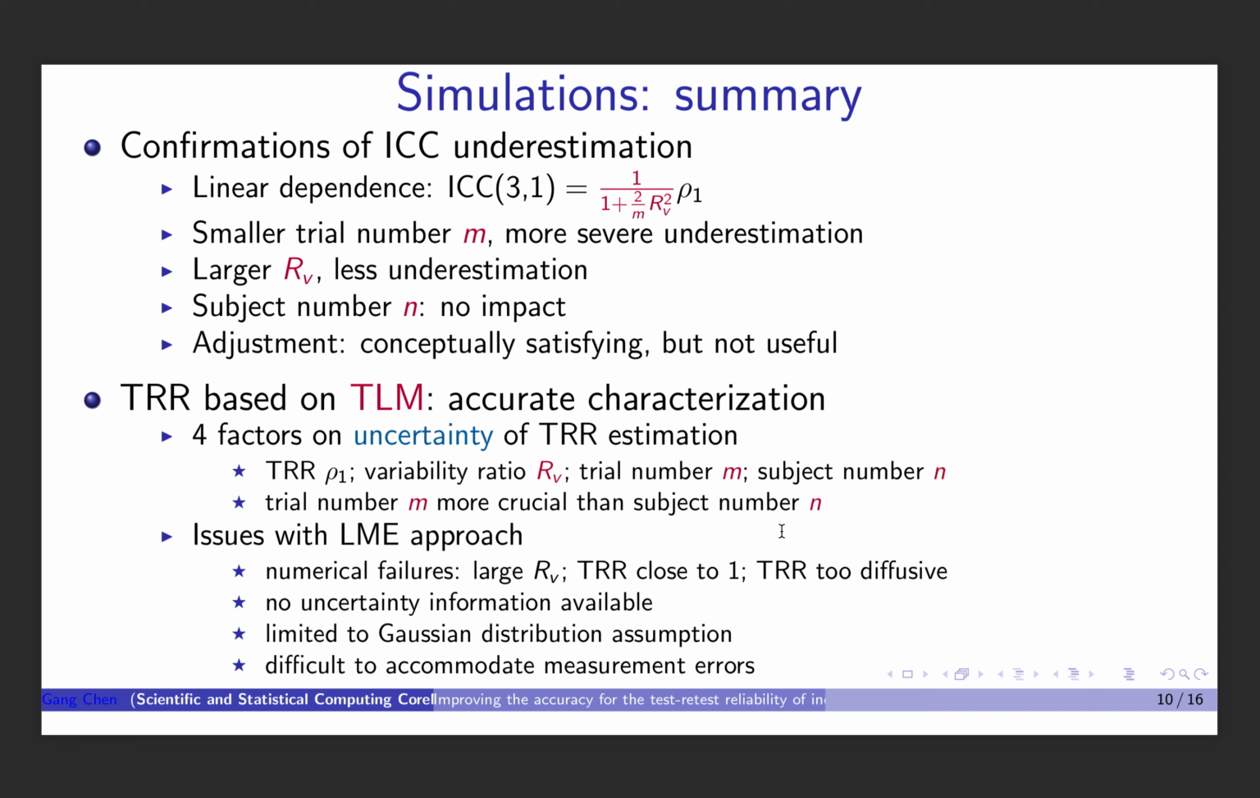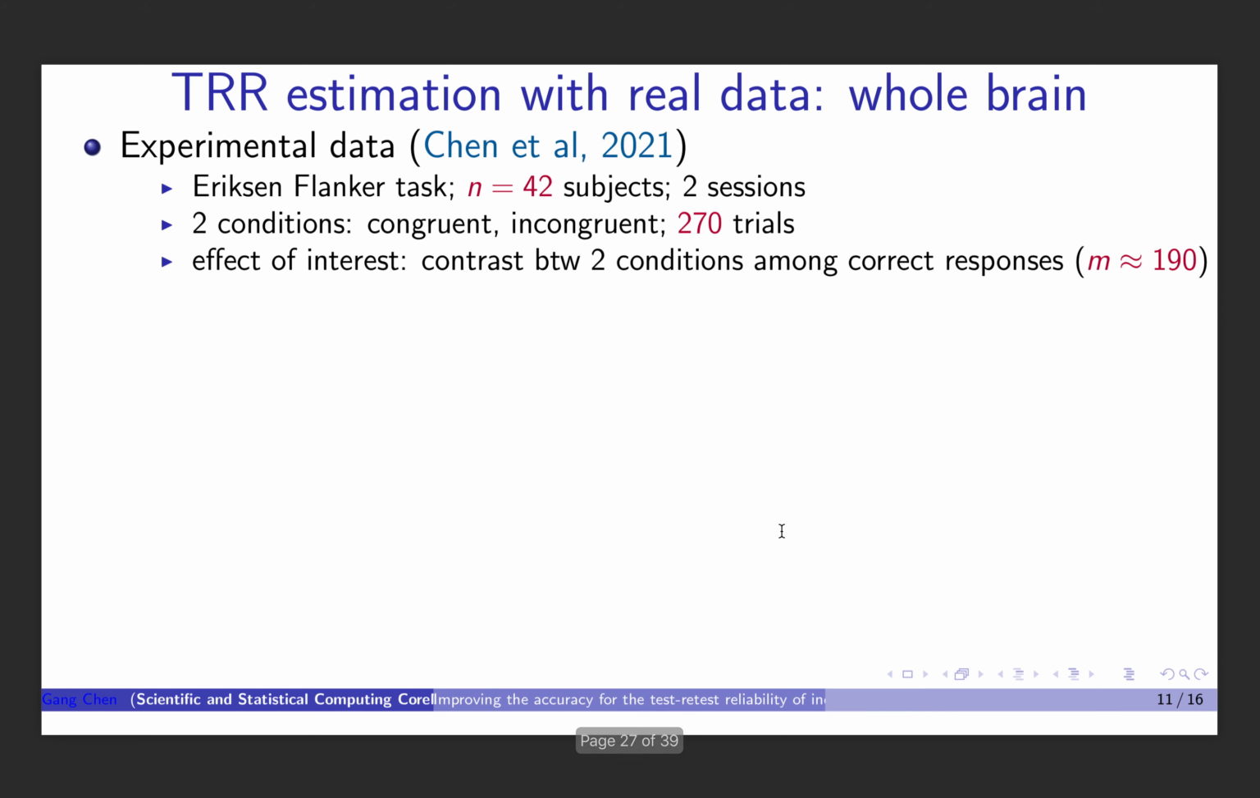Since we have three frameworks now, the ICC traditional framework, linear mixed effects modeling, and Bayesian multi-level modeling. But the linear mixed effects modeling approach can still be problematic because we may have numerical failures, as shown in the numerical results. And as I mentioned earlier, there's no uncertainty information about the reliability, the distributional assumption is limited to Gaussian, and there's no way to incorporate the measurement errors.